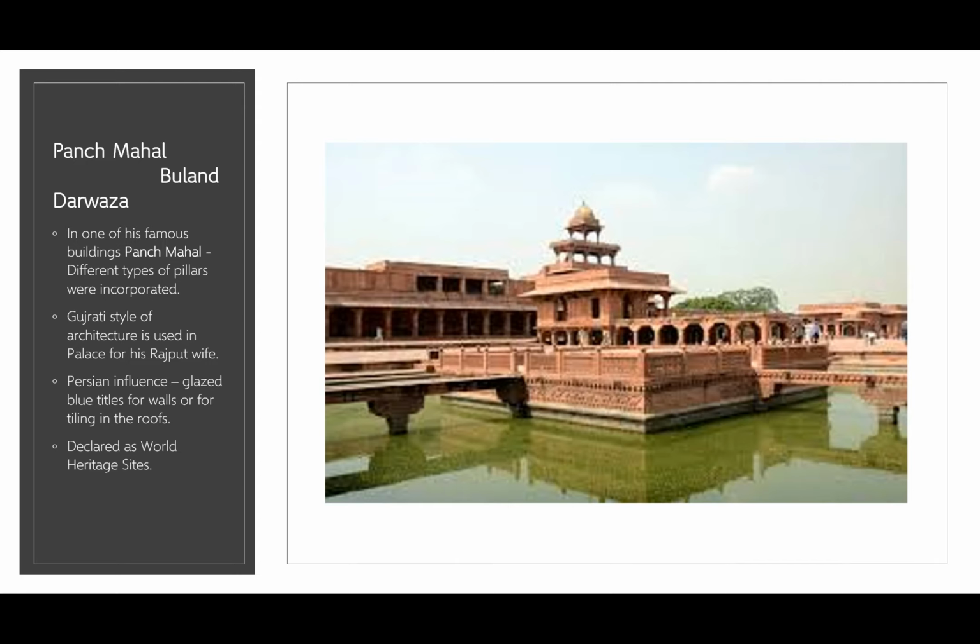So most important, there are different type of pillars. The Gujarati style of architecture is used in the palace for his Rajput wife. Then you have the Persian influence in terms of the blue tiles, right?